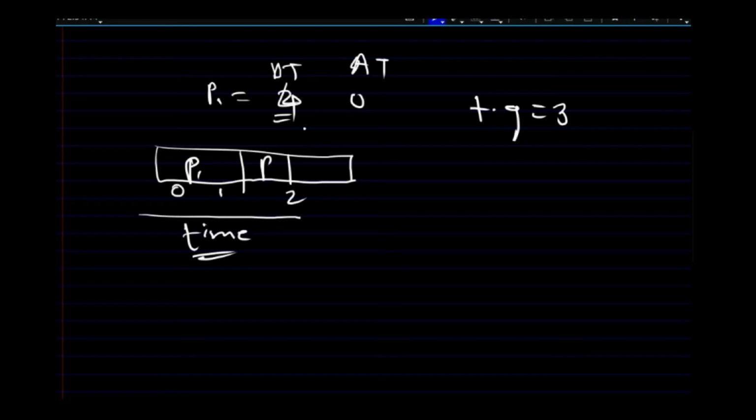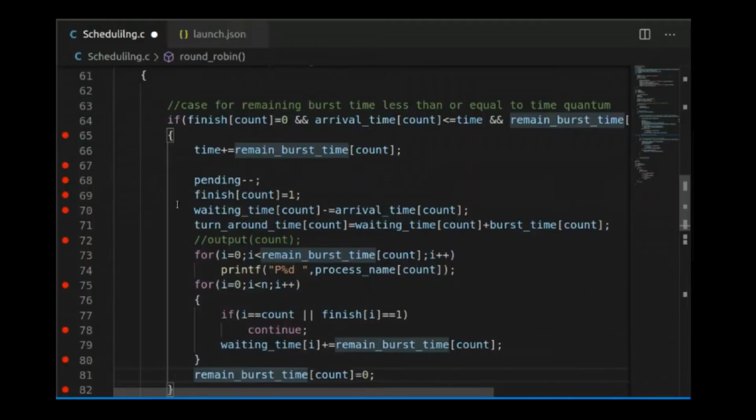And if it had been 4 units of burst time, then how much time would it have executed? P1 would have executed for 3 units of time. So the timeline would have moved equal to the time quantum. That means we are moving the timeline by the remaining burst time because the burst time is less than the time quantum. As the process has lesser burst time, it will immediately complete.